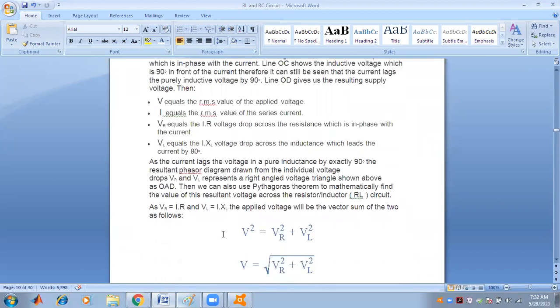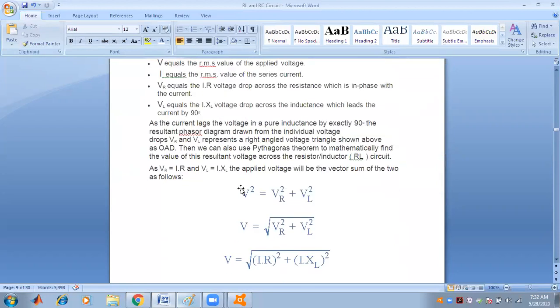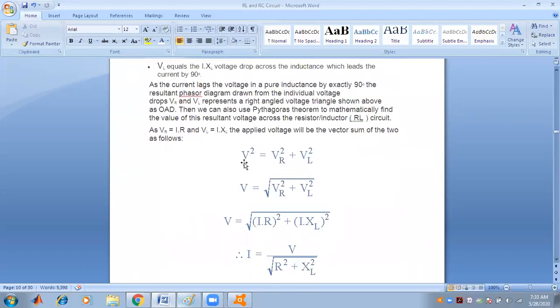V is equal to the RMS voltage of the applied voltage, as in all AC calculations. I is equal to the RMS value of the series current. VR equals IR, the voltage drop across the resistance, which is in phase with the current. VL equals IXL, the voltage drop across the inductance, which leads the current by an angle of 90 degrees. From the voltage triangle, we easily obtain that V squared equals VR squared plus VL squared.